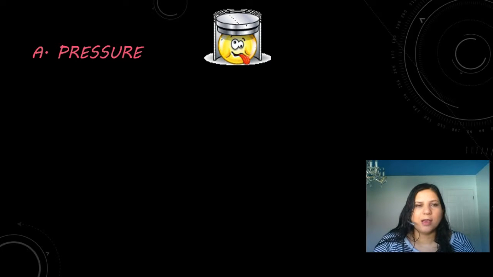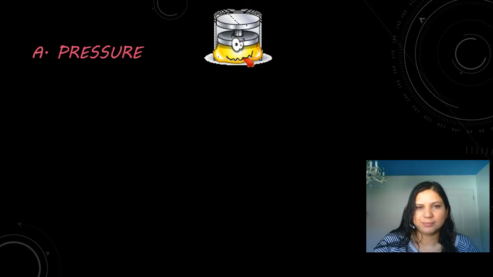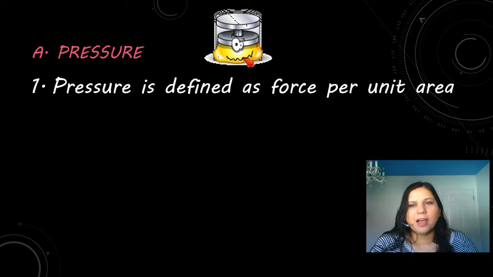First thing, we need to know how to convert from units of pressure because we're going to deal with gases. And the way we measure gases is by volume, pressure, and temperature. So first one, pressure. All right, here's the definition of pressure. It's defined as a force per unit area.